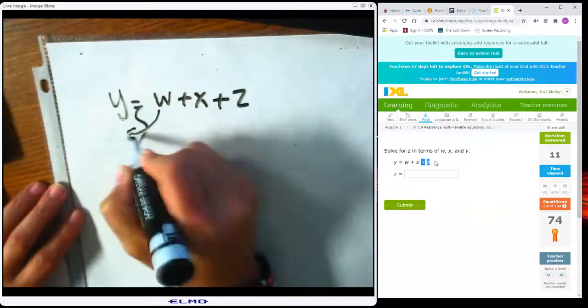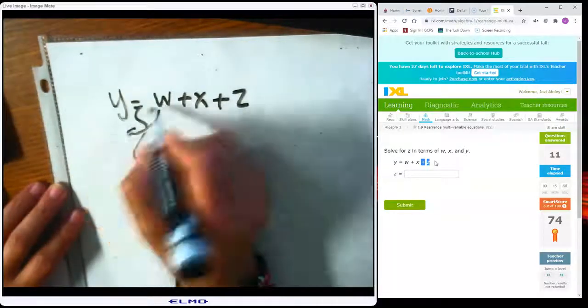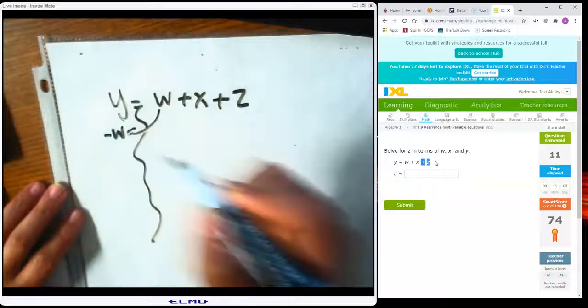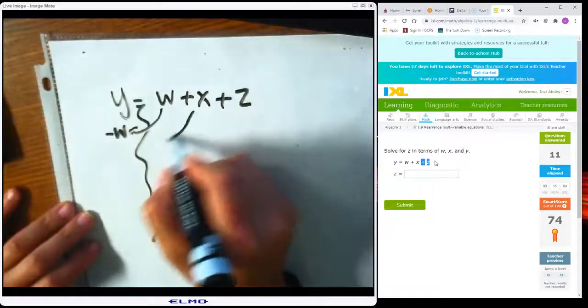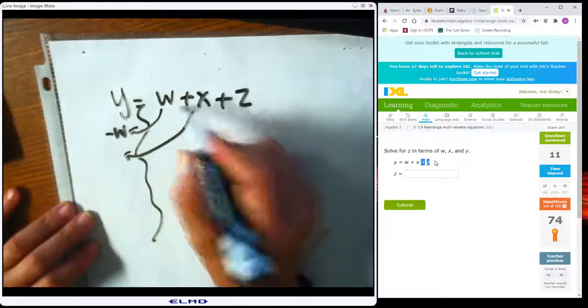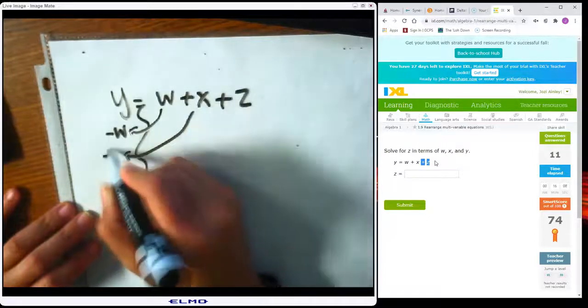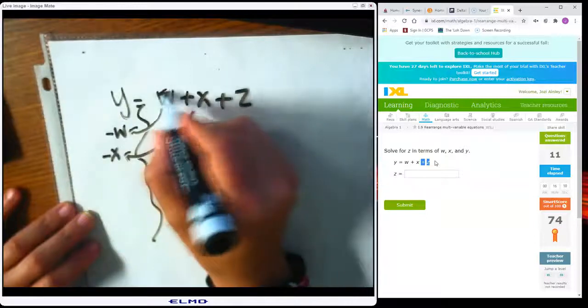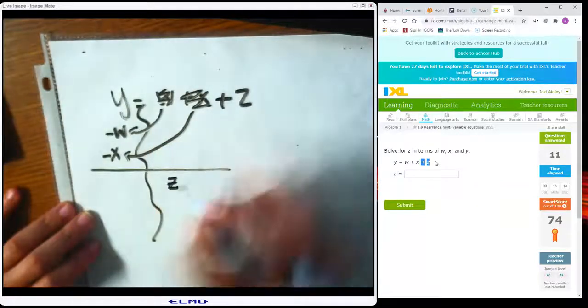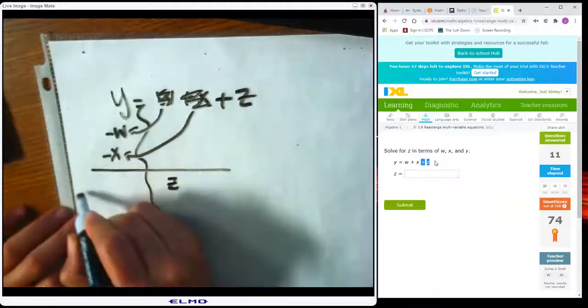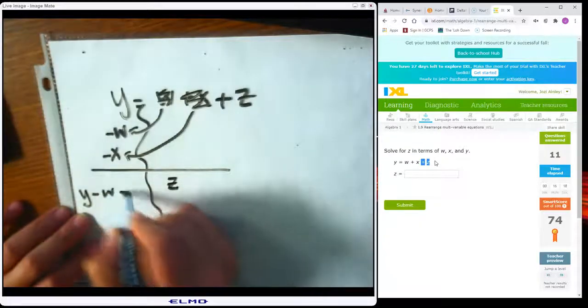It crosses the river, gets weight, changes from positive plus W to minus W. Sorry, I don't know why I said V. W. All right, take this X, move it across the river. What does that change to? From adding X to subtracting X. And both of these are now gone, right? Leaving me with just Z on this side. And then here, I'm just going to write it y minus w minus x.